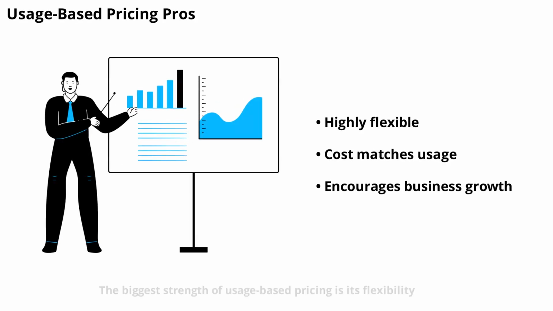The biggest strength of usage-based pricing is its flexibility. You're only charged for what you actually use, which can lead to significant savings during slow periods. This model is perfect for businesses with fluctuating demand or those just starting out. It also encourages growth, since you don't have to worry about adding more users. As your business expands, your costs grow in line with your activity. But, as with any model, there are some trade-offs to consider. Let's look at the potential downsides.